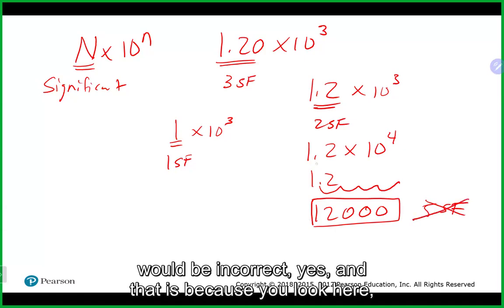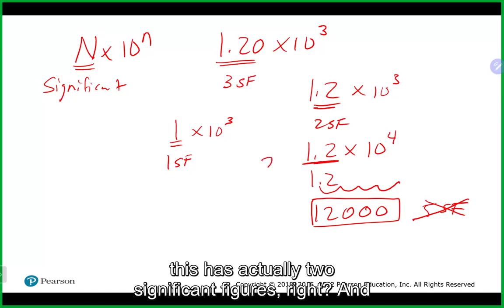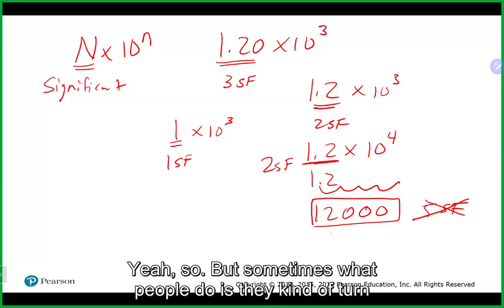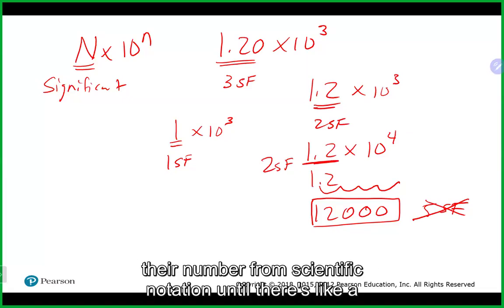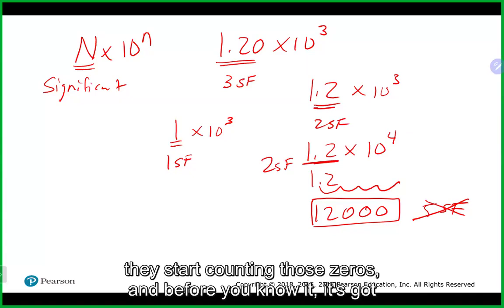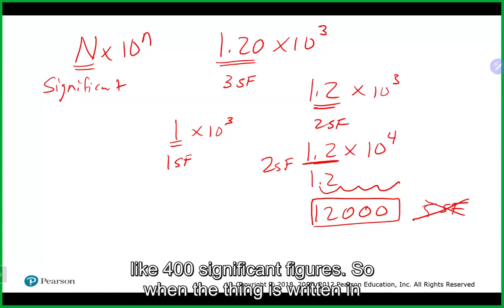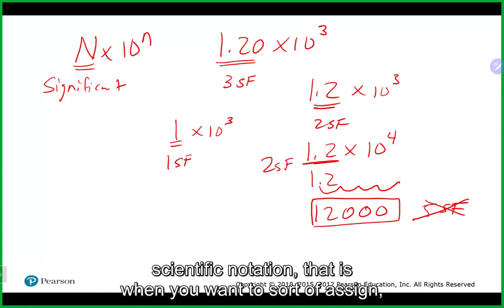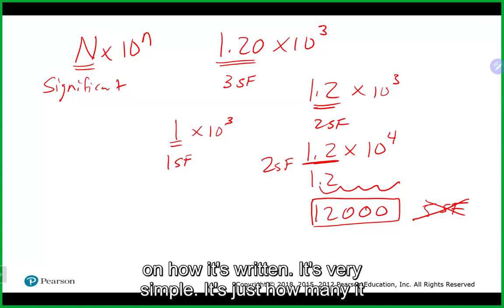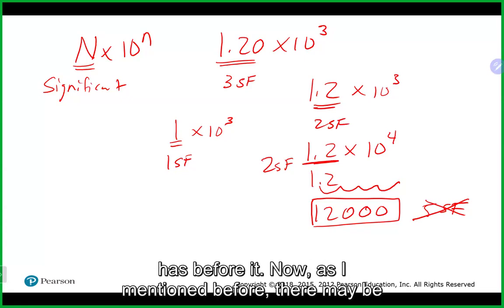And that is because you look here, this has actually 2 significant figures, right? And by the way I wrote it, did it have 5 significant figures? Did not. It only has 2, which is the right way. But sometimes people turn their number from scientific notation into a regular number. They start adding some zeros and they start counting those zeros. And before you know it, it's got like 400 significant figures. So when the number is written in scientific notation, that is when you want to assign how many significant figures it has based on how it's written. It's very simple. It's just how many it has before the times 10 part.